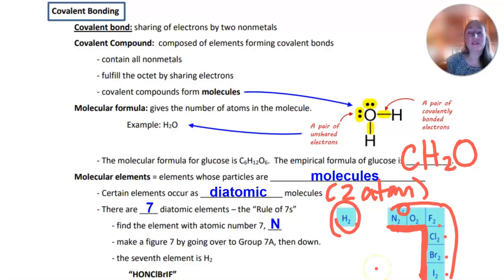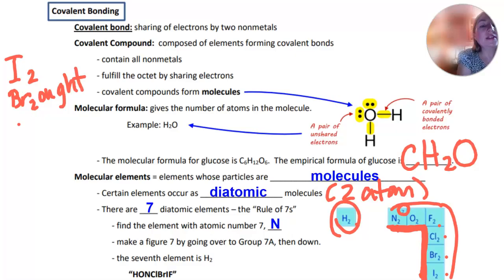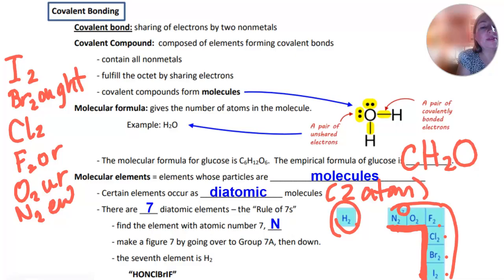I was also taught a fun little mnemonic device when I was in school, and it was: I brought chlorine for our new hot tub. So I brought chlorine for our new hot tub. Those are your diatomic elements: I2, Br2, Cl2, F2, O2, N2, and H2.